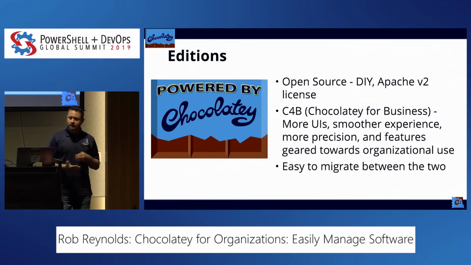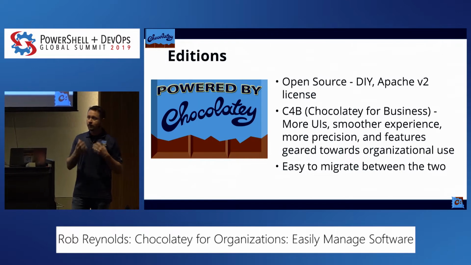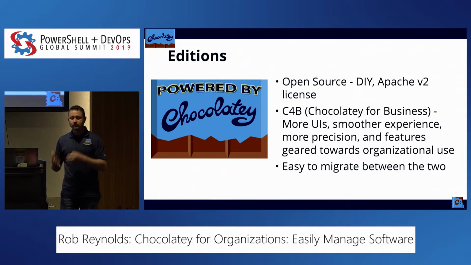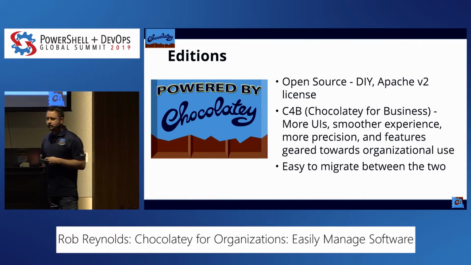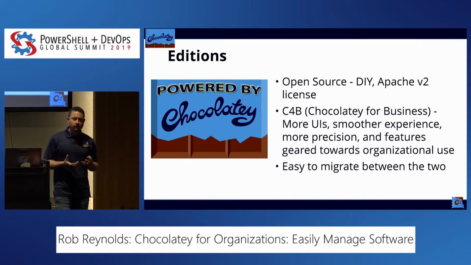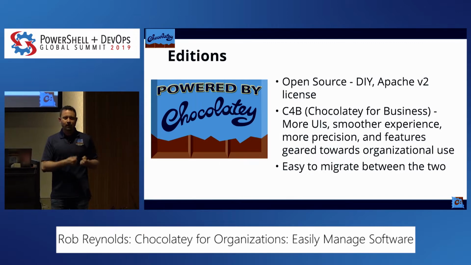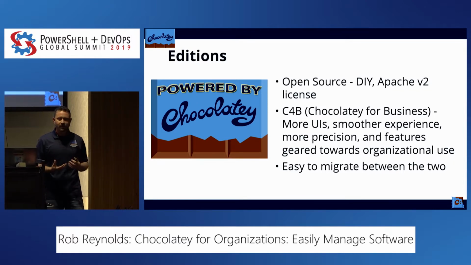So let's talk about the two editions that really apply to organizations. Either you're picking open source or you're looking at Chocolatey for Business, or C4B as we like to call it. Open source is very much in that spirit of open source, so it's very much a DIY approach, do it yourself. There are a lot of things you can do with Chocolatey, and then on top of that, there are more things that you might build that help that out.